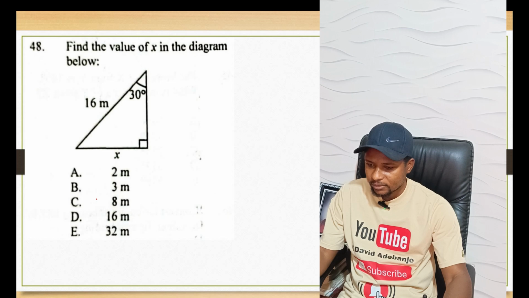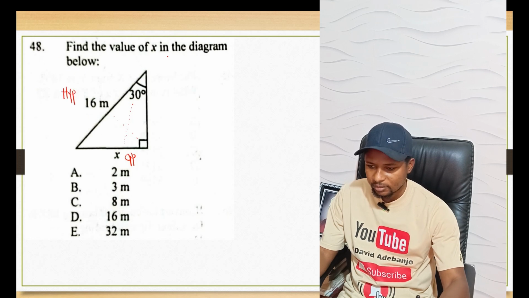Number 48. Find the value of x in the diagram below. Again, you trace it out. This is your opposite to the angle 30. And this is the hypotenuse. So we're using sine.